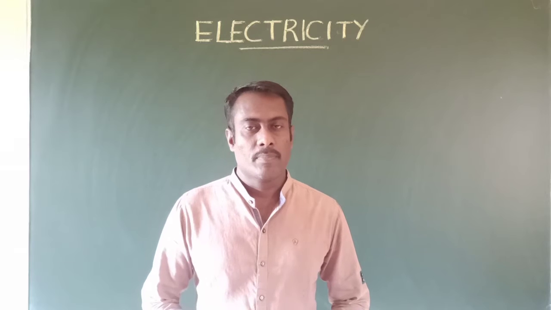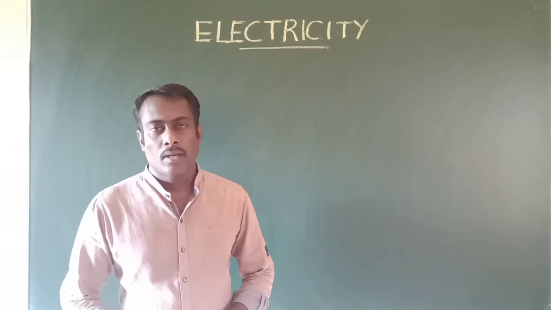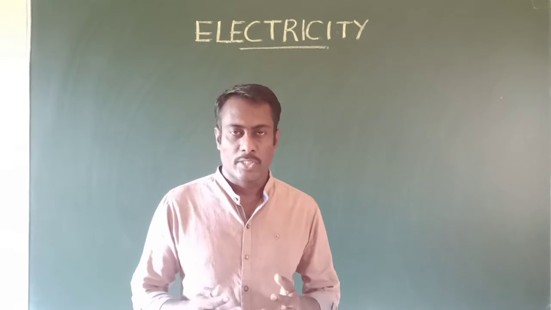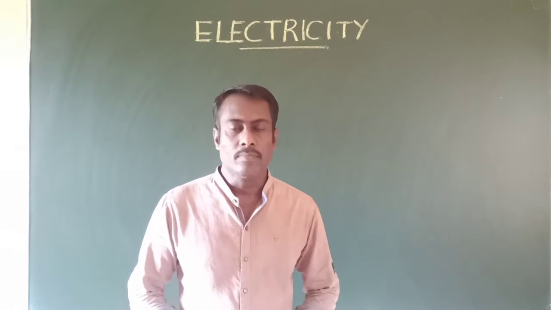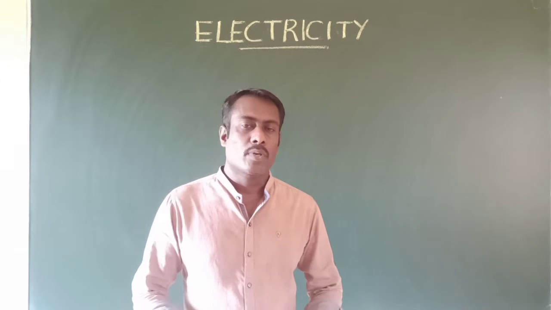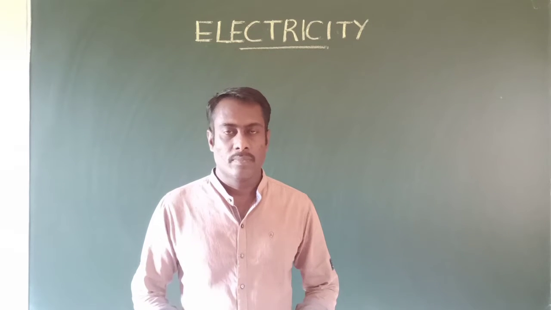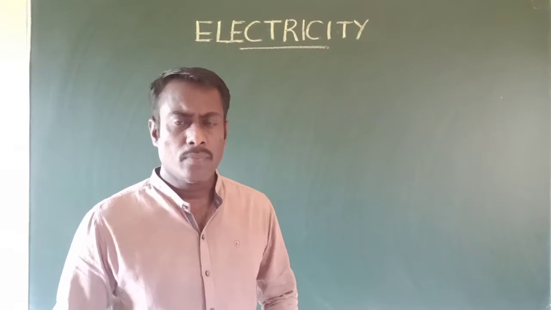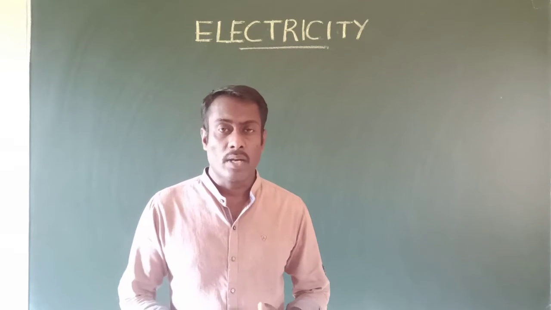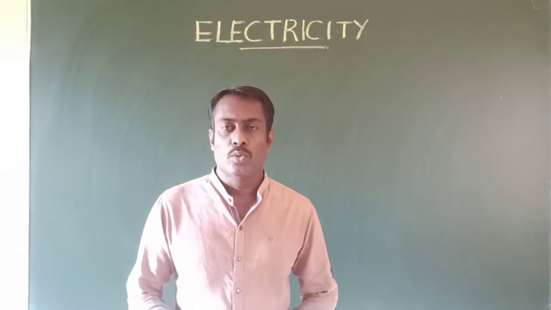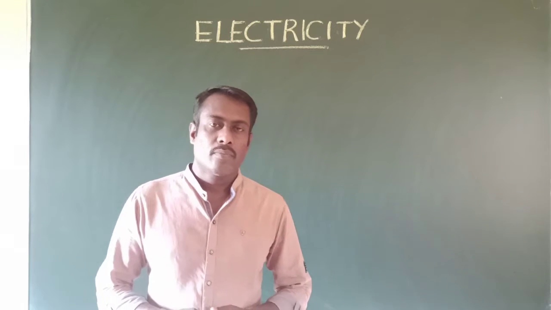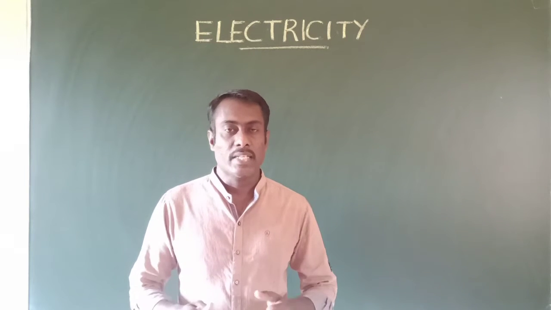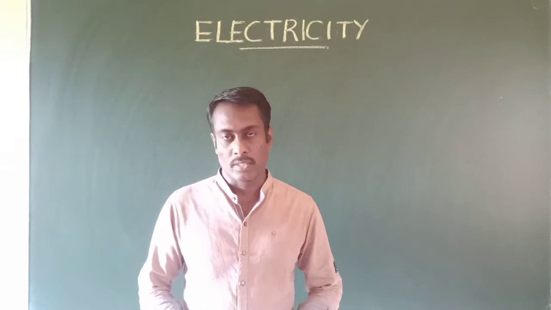Electricity is an important chapter in class 10, and in this chapter we are going to discuss electric current, circuit diagram, electric potential and potential difference, Ohm's law and all. First of all, let us know what is electric current. As per the definition, we already learned that electric current is the rate of flow of electric charge.